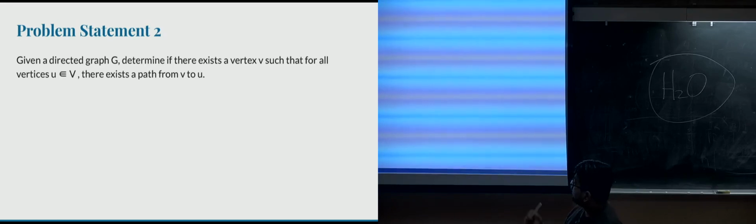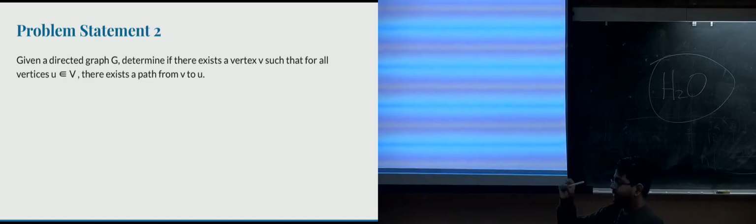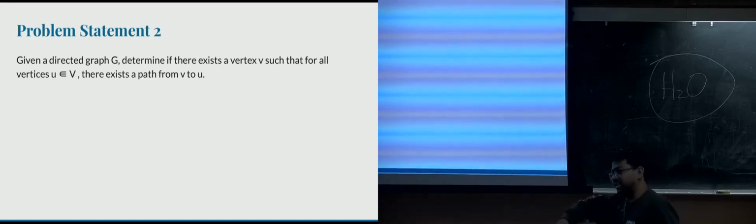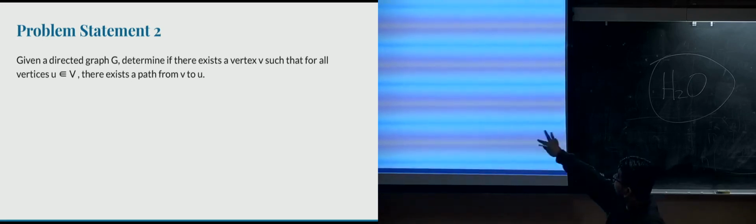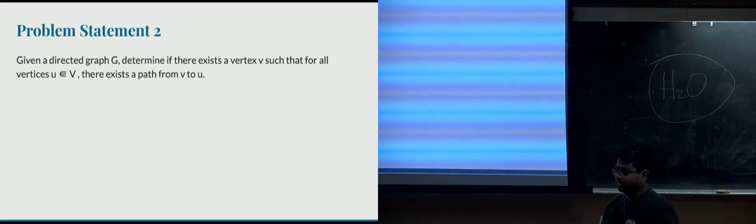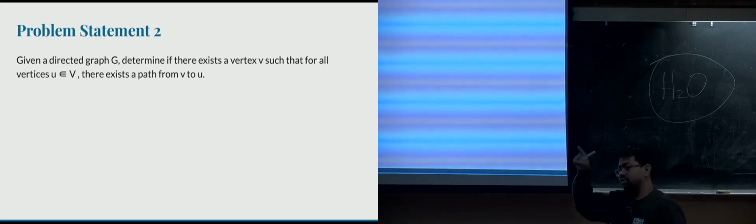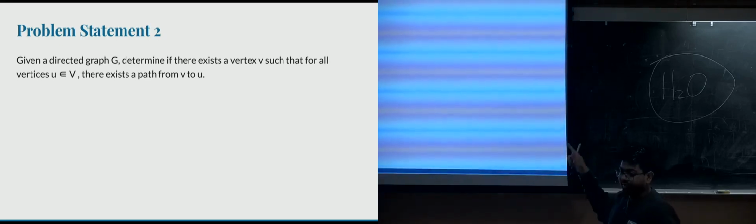Right. So in the previous problem, it was a specific node that you were trying to reach. But here what we are saying is you should be able to reach everything. Right? So it is saying for all vertices U. So you have this whole set. You want to find if there is a vertex from where you can go to all other vertices. But you don't know which vertex is V. That's not given to you.